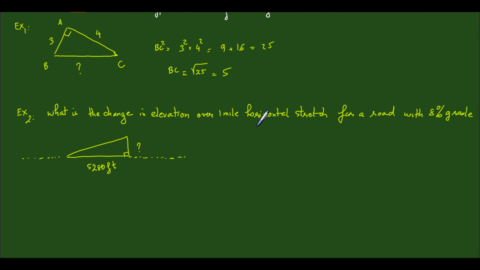And they say over 1 mile horizontal stretch for a road with 8% grade. Let me erase it and rewrite it. 8% grade. I was like, what does it mean by 8% grade? I looked at that and thought, wow, I've never seen this before. Believe me, this is my first time seeing this too. I never saw this kind of terminology in high level math.